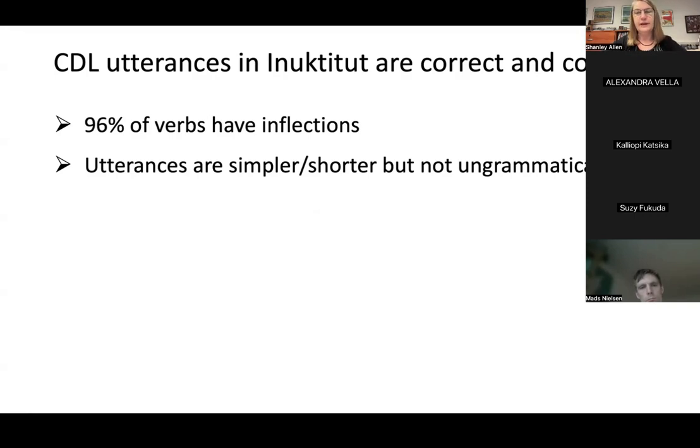So we found that 96% of verbs have inflections. The Inuktitut verbal inflectional system is fairly complex. There's almost 100 different inflections possible. And so we thought, well, one possibility is caregivers would just leave off the inflections, but that is not the case. They use them all the time, even at the very youngest ages. We found, as we saw in the last few slides, that utterances are indeed simpler and shorter, but they're not ungrammatical. So it's not that required morphemes or required words are removed. They're just shorter. Okay, so that was not so interesting.